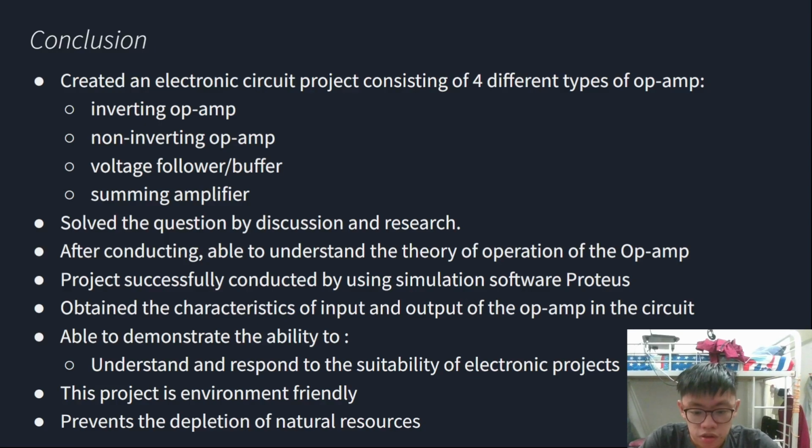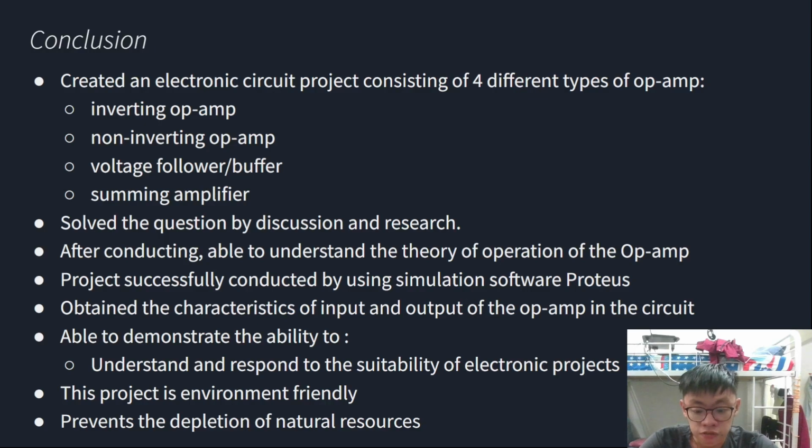In a nutshell, as a group of 4 people, we have created an electronic circuit project consisting of 4 different types of op-amp, which are the inverting op-amp, non-inverting op-amp, the voltage follower or buffer, and the summing amplifier. We also solved the questions by discussion and research. After conducting this experiment, we are able to understand the theory of operation of the operational amplifier, also known as the op-amp. Besides that, we conducted our project successfully by using the simulation software Proteus.